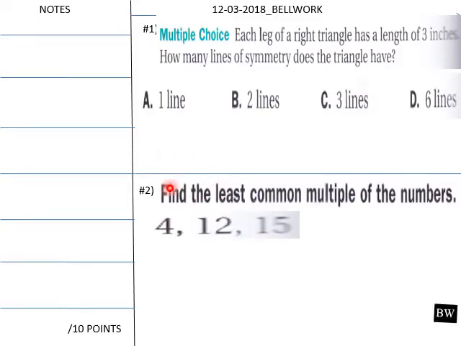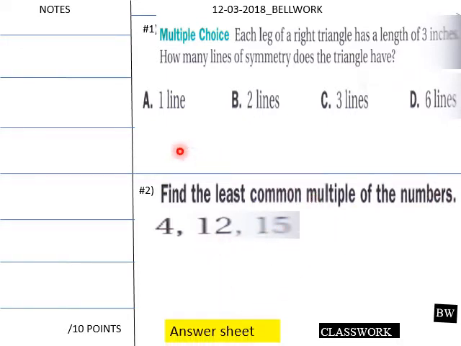Today's bell work, teachers. We have multiple choice here. Each leg of a right triangle is length 3 inches. How many lines of symmetry does a triangle have? You would have covered this in part 2 of 13.5. And then the least common multiple of the numbers here, students. Give your students 5 minutes, or 4 minutes actually.